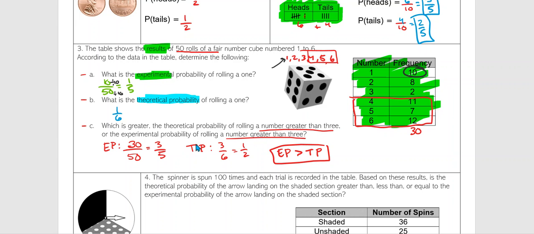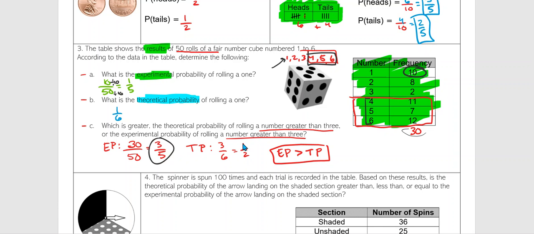Next, and I read this wrong earlier, I'm sorry, we wanted probability of rolling a number greater than 3. So if I look at experimental probability for numbers greater than 3, that's going to be 4, 5, and 6. So altogether, that's 30 times that happens. So 30 out of 50 is 3/5. Theoretical probability, there are 3 choices out of 6 total, so that is 1/2.